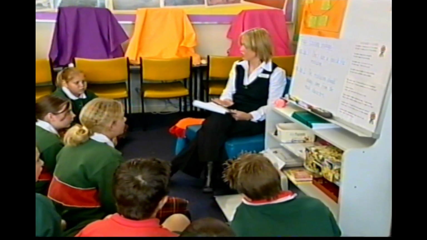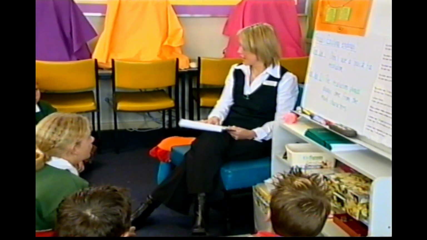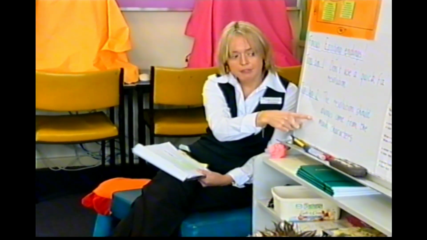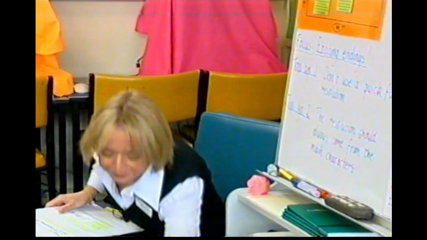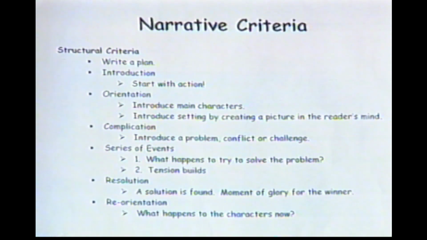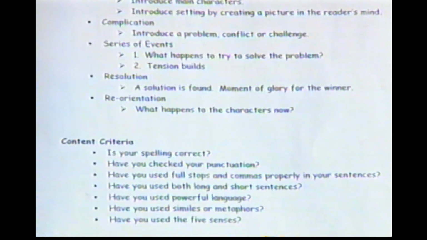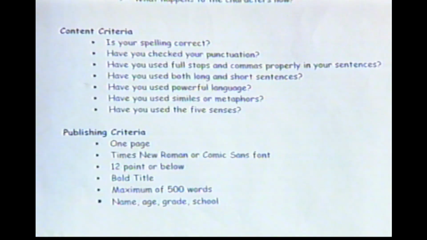Today, your job with a partner is to go back, look at each other's resolutions and reorientations, and make sure that it's not a quick fix solution, and they can come in all different forms. Right? Make sure the resolution is coming from the main characters. After you've had that discussion, refer back to your criteria sheet. And when you're reading your partner's narrative, have a think about those things that are on there too. You may like to make some comments about those points. Of course, you may also like to make some comments about the other tips that we've talked about.